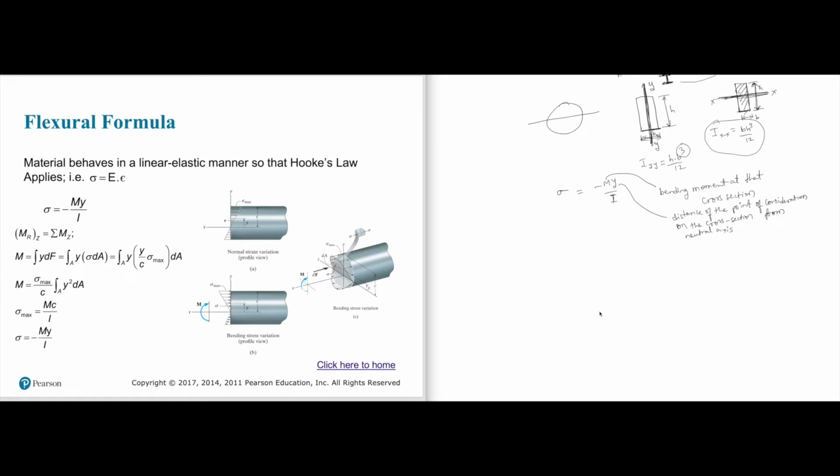So what is I? That is the critical thing that you need to understand. I is, we call this area moment of inertia. It is area moment of inertia of the cross section with respect to the axis of rotation.